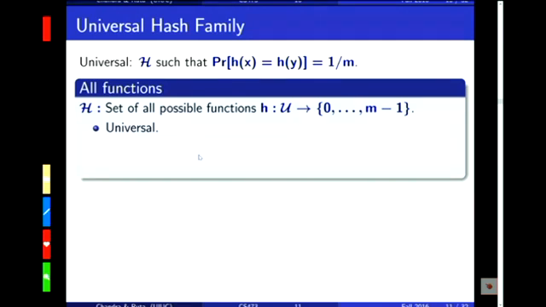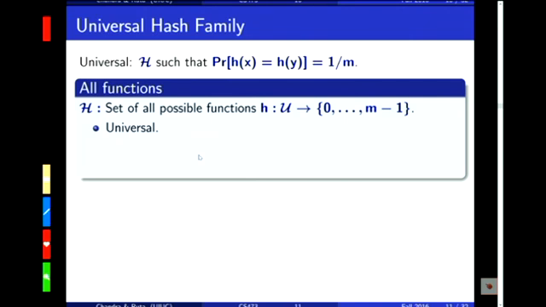So all possible functions from the key set U to positions 0 to m minus 1 of the table. We can show that it is universal. But what is an issue with this family of all hash functions?